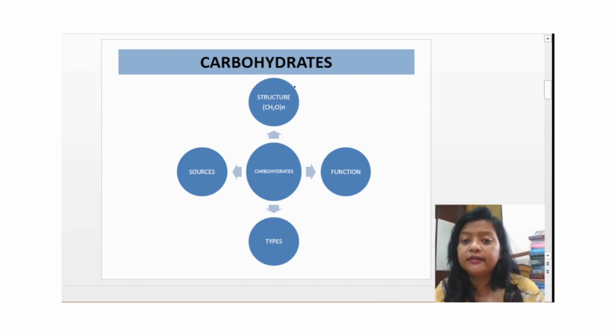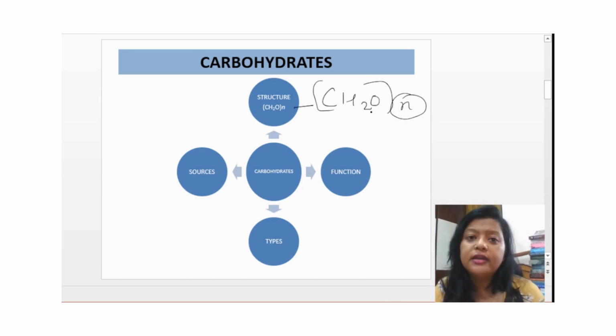You can see here in this part. Okay. So CH2O is the basic structure, and then this n. n stands for the number of sugar molecules. If it's a mono, it's one. If it's a disaccharide, then two. Depending on that.